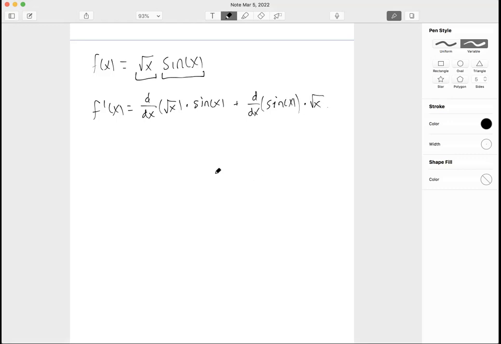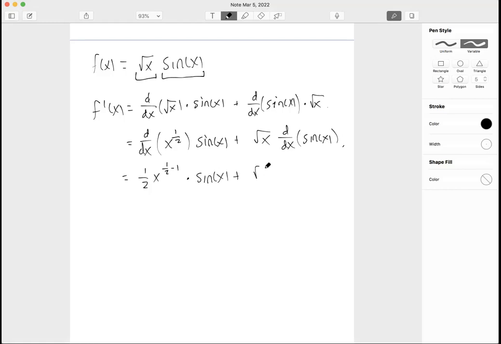Okay, so when doing derivatives of radicals, notice that square root is just x to the 1/2. So we can use the power rule on this. Okay. So using the power rule, we have 1/2 x to the 1/2 minus 1, and the derivative of sine is cosine. Okay, so 1/2 minus 1 is negative 1/2. So that's a 1/2 in the denominator.